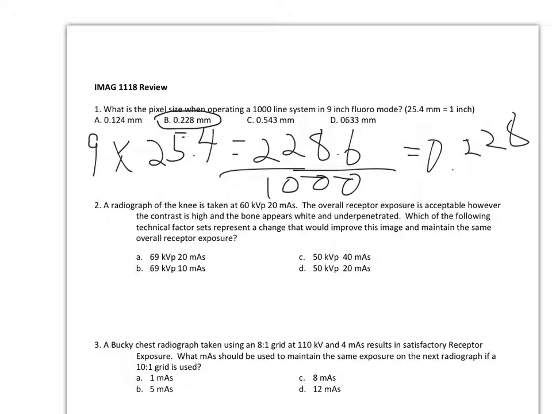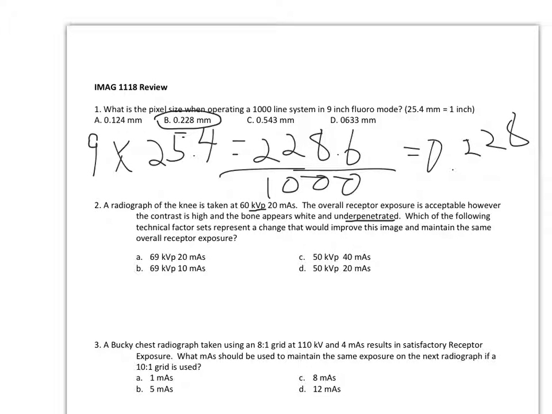The second problem says a radiograph of the knee is taken at 60 kVp, 20 mAs. The overall receptor exposure is acceptable. However, the contrast is high and bone appears white and underpenetrated. Which of the following technical factors represents a change that would improve this image and maintain the same overall receptor exposure? So notice we're asking about penetration, and so we want to go up in penetration, which means we want to go up in kV.